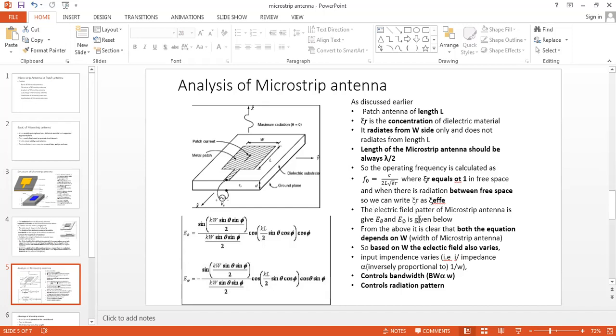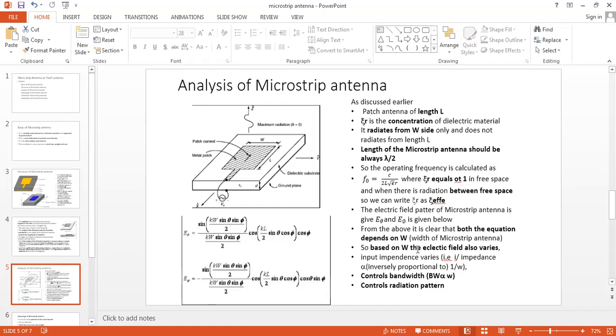The electric field of the microstrip antenna is given by two equations, E theta and E phi. Here is the equation for E theta and E phi. That is the derivation for this. In both equations we can see that it depends on W. So I told you only along the width the radiation comes, not along the length. So the equation also is expressed more in terms of width.